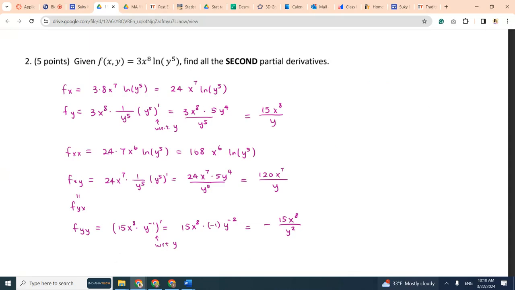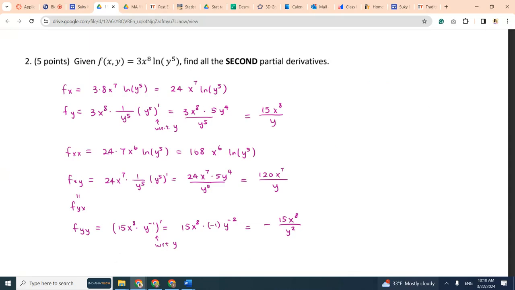And here, the derivative of x to the 7 is 7x to the 6. And so we get 168 x to the 6 times natural log of y to the 5th.